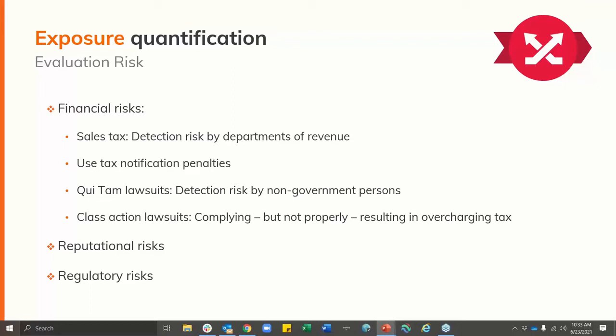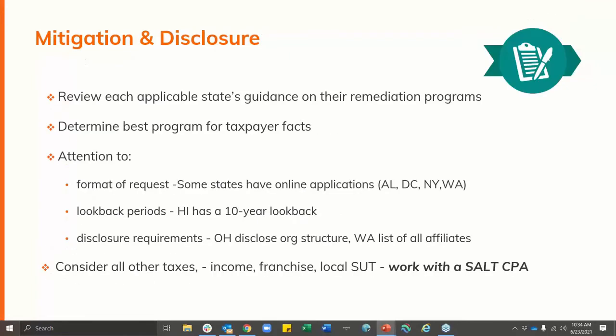Reputational risk, man, you do not want to be the one on the front page of your local newspaper or national newspaper or on a social media site as being someone who charges too much, doesn't charge, whatever it is. You don't want that out there because, with just the advancements in social media and all the ways that people can complain, that could damage you and you could lose sales because of that. And then of course, regulatory risks, right? You're just not complying with the law. So mitigation and disclosure, actually, really, really good things to think about here.